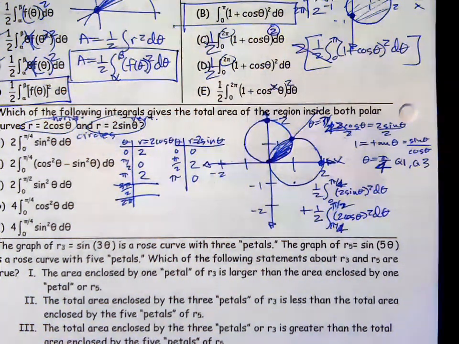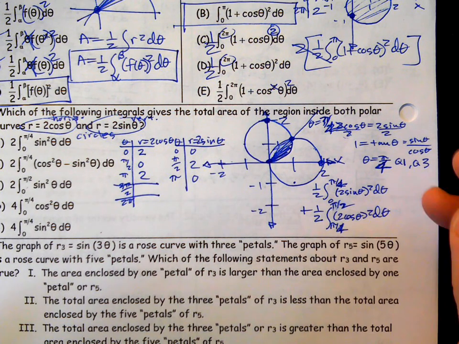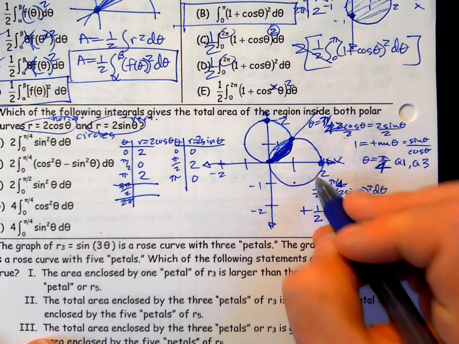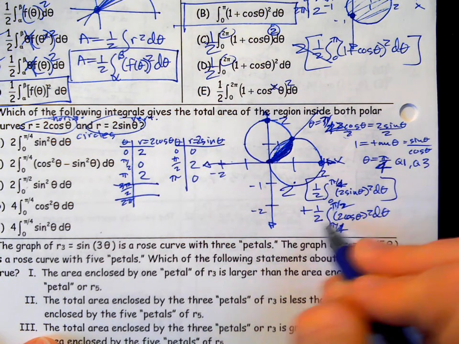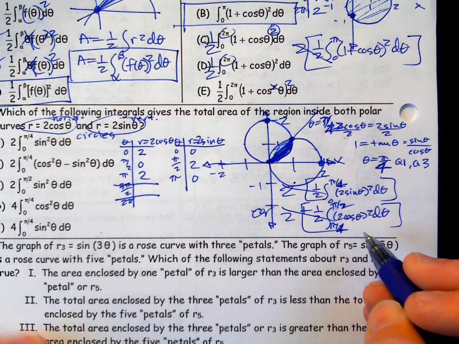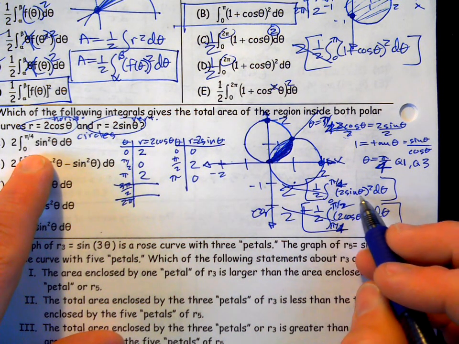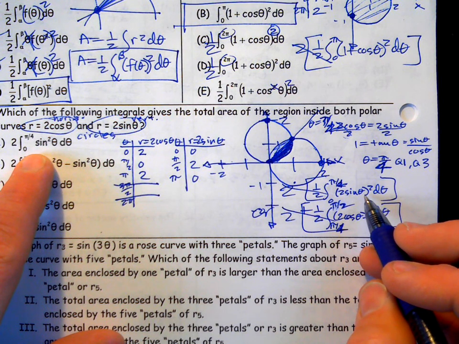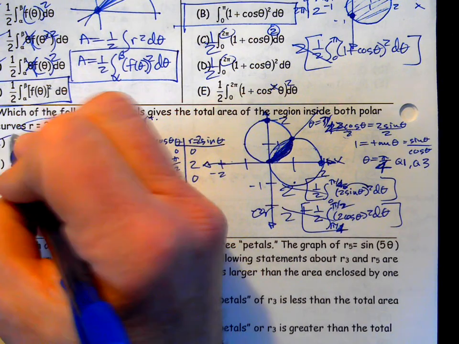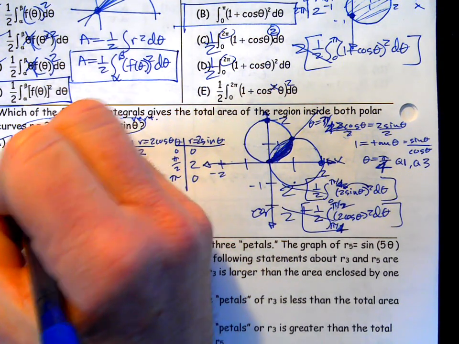They all have 0 to pi over 4, or just 0 to pi over 2. So what you need to realize, again, symmetry, is that this half right here is the same as that half. So we could also just double this and get the answer. And I bet it's one of those. 0 to pi over 4, sine squared. The 2 has to get squared also. So this one's wrong because it needs a 4.